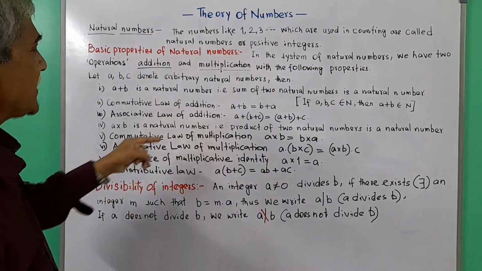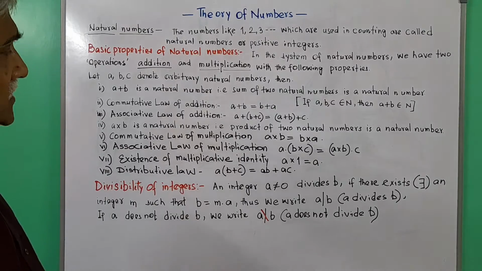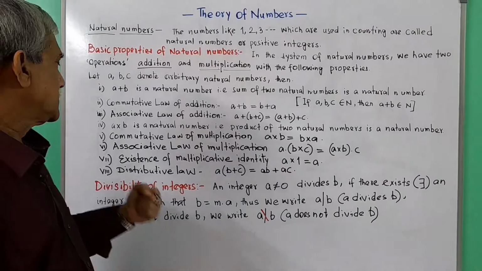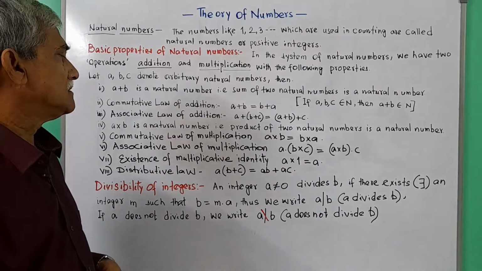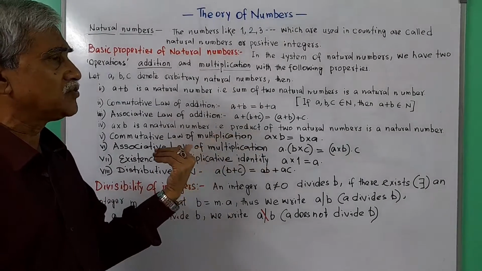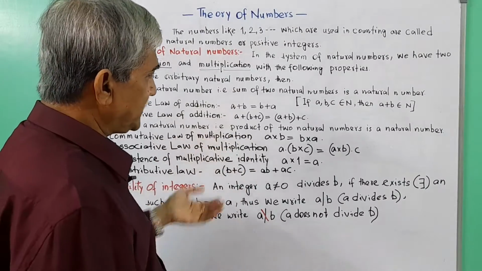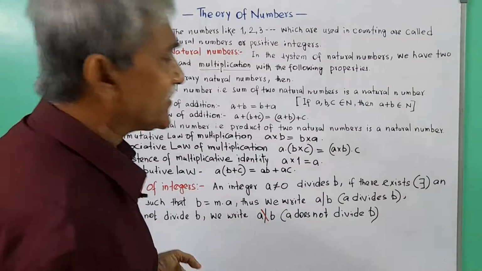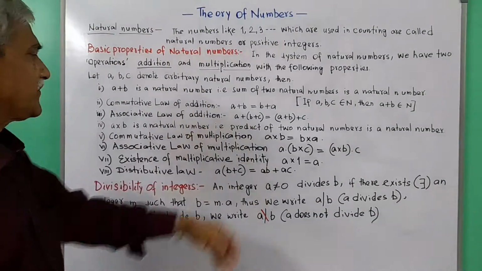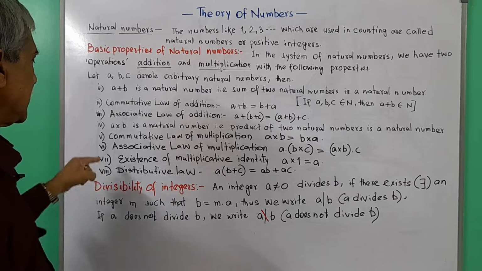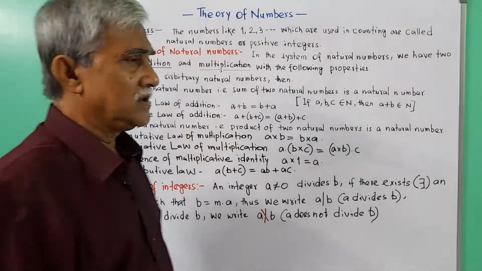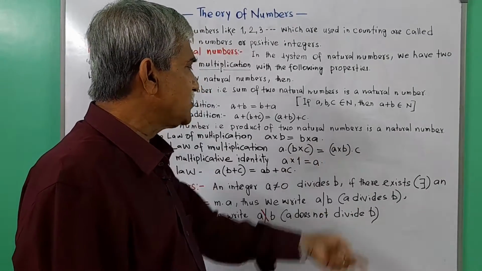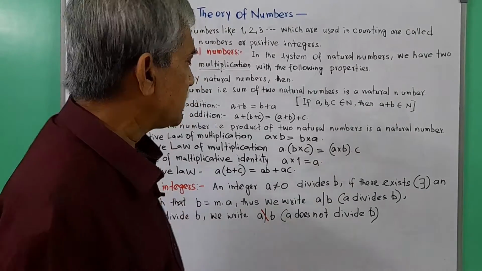A into B is a natural number. That is, the product of two natural numbers is a natural number. Commutative law of multiplication: it doesn't matter whether you multiply 3 into 5 or 5 into 3, the answer will be the same natural number, 15. A into B is equal to B into A. Next is the associative law of multiplication: A into B into C equals A into B multiplied by C.